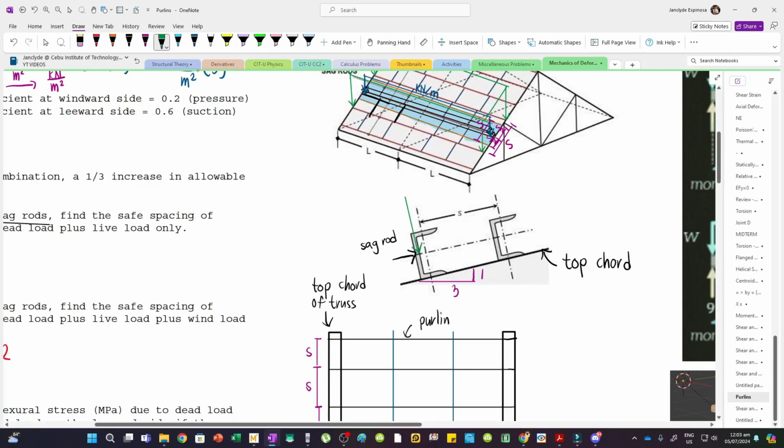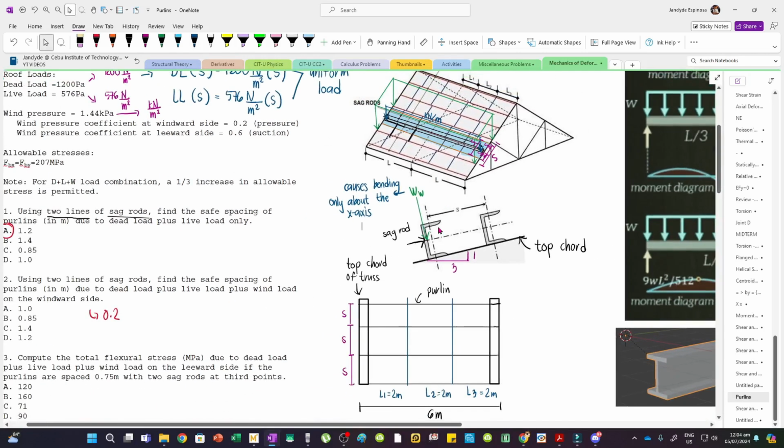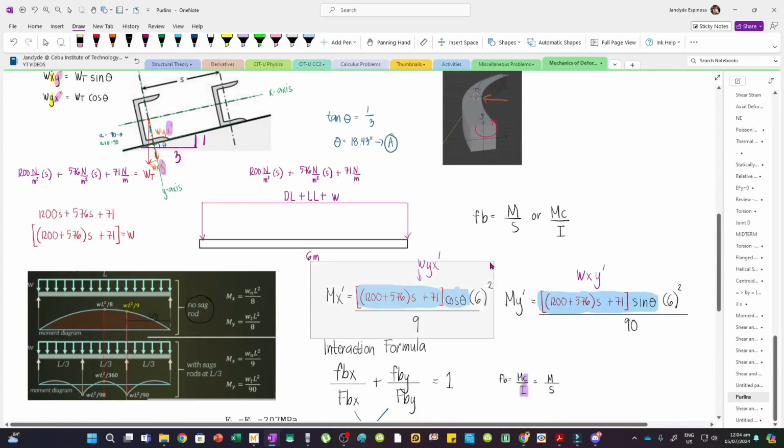So, sabihin natin na this is W, wind load for the windward side. Now, yung W, again, di na natin kailangan i-component because this is already perpendicular to the surface, meaning it already causes bending about X prime. Now, yung dapat mong tandaan is wind loads do not cause bending about the Y-axis, only about the X-axis. So, lagay na lang natin, causes bending only about the X-axis. And so, essentially, di ba, yung magbabago lang is this expression. Hindi na natin to papalitan, yung may prime.